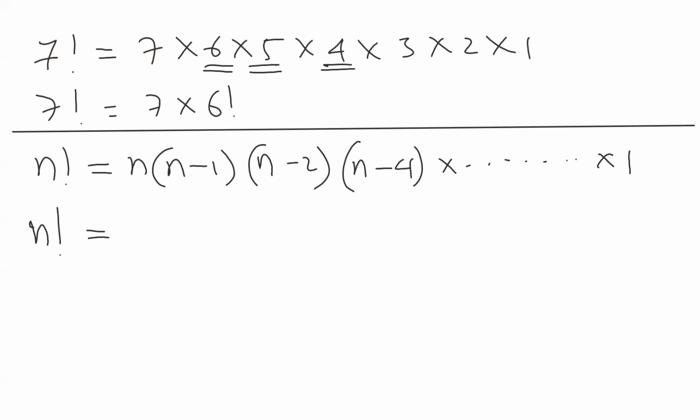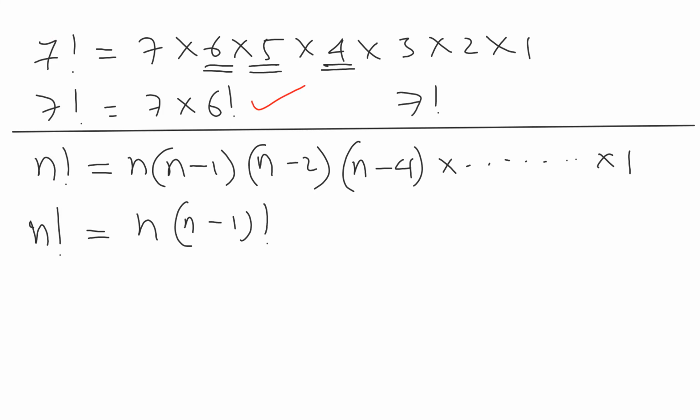Now n factorial. Once again, the first term of n factorial is n. Now refer to this: 7 factorial is equal to 7 into 6 factorial. So n factorial can also be expressed as n into n minus 1 factorial. So we can stop anywhere, but in a proper order.